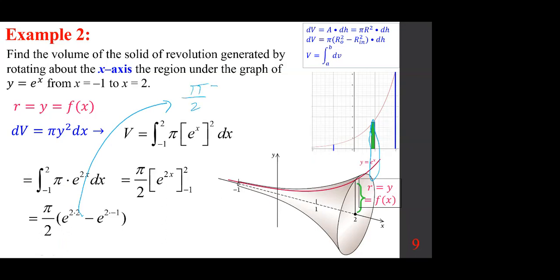Pi over 2, e to the power of 4, minus e to the power of -2. You must write that, and then it's an approximation. This approximation, I want to make a point. This approximation is not good, everybody.